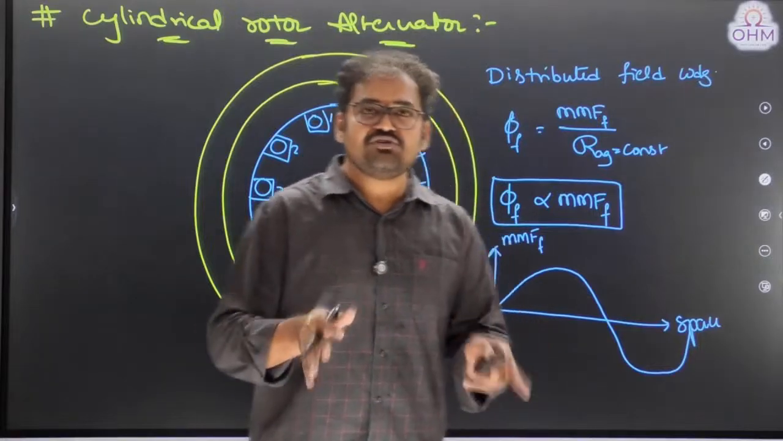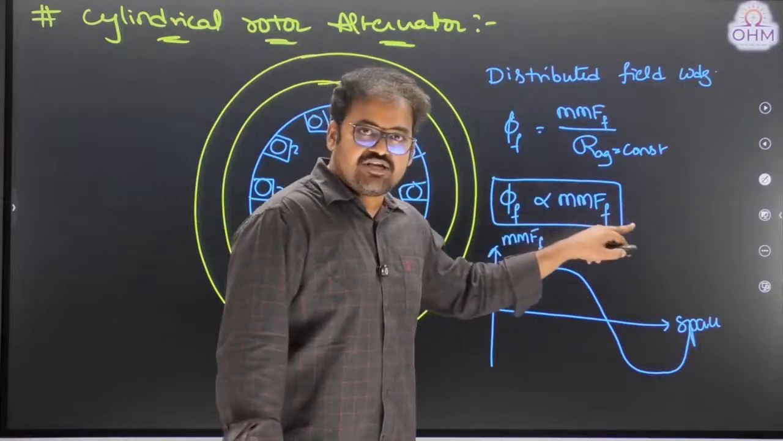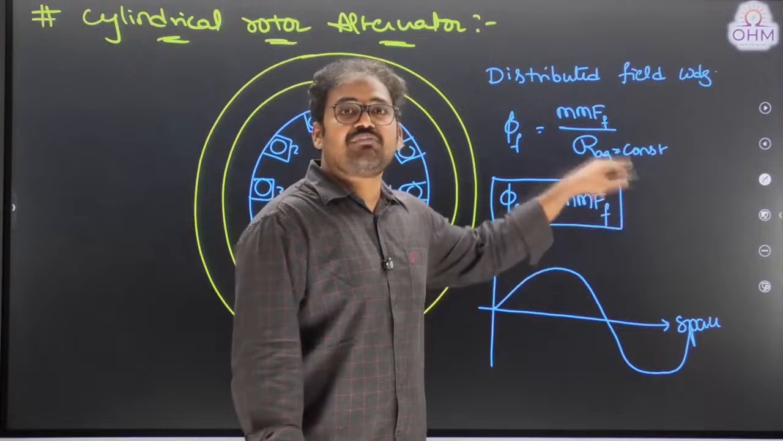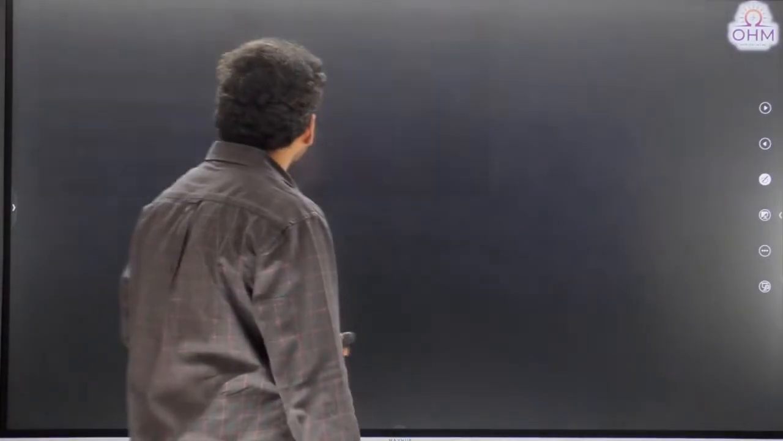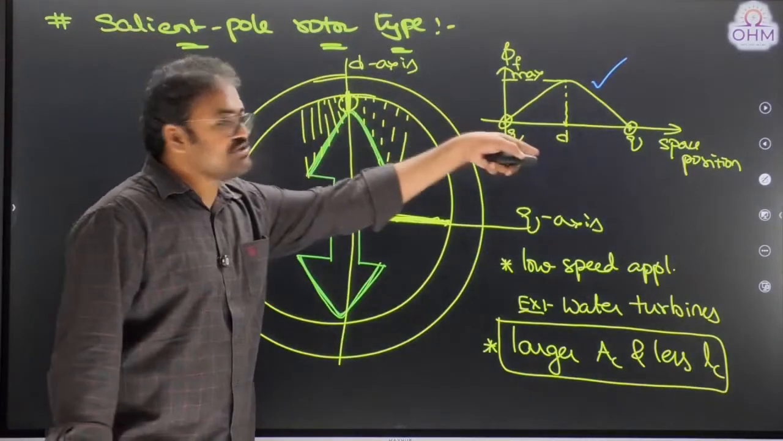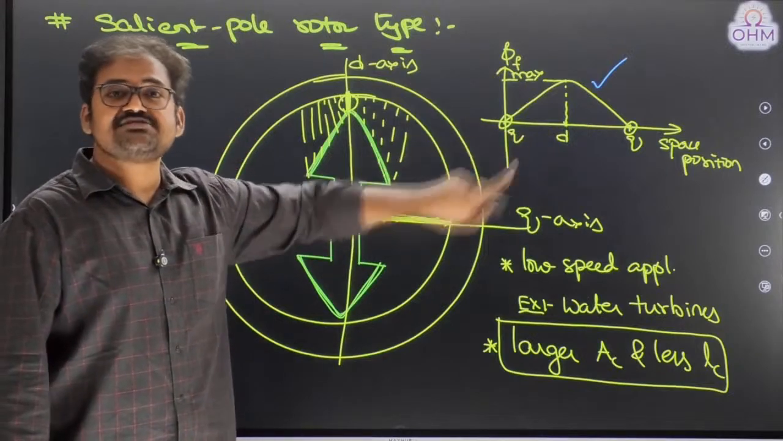But in a quick review, you just need to understand that in the cylindrical rotor machine, flux becomes a sinusoidal shape because the MMF is distributed. Whereas in a salient pole machine, flux becomes sinusoidal because the reluctance is non-uniform.